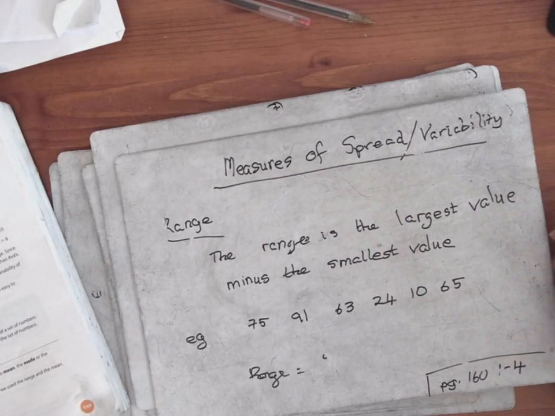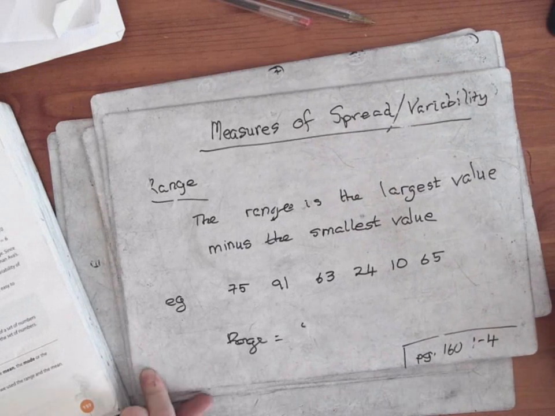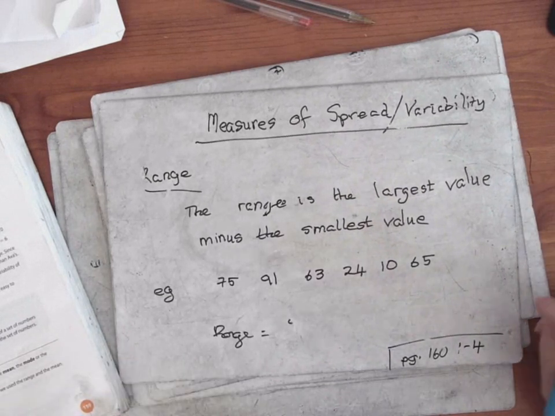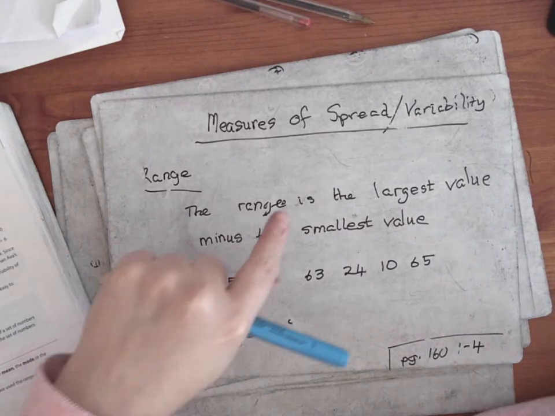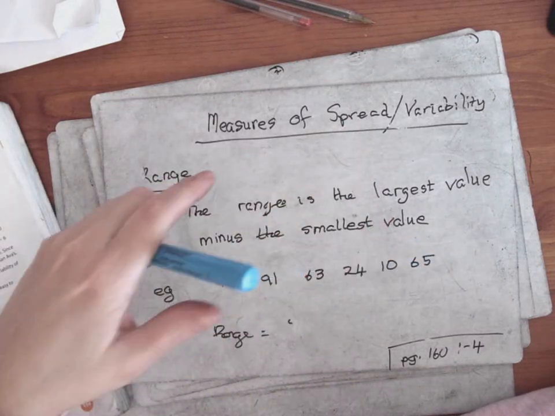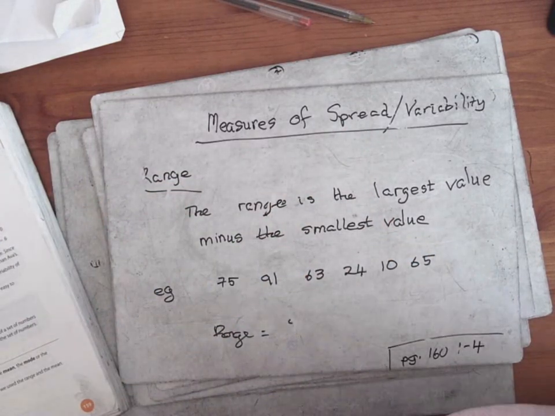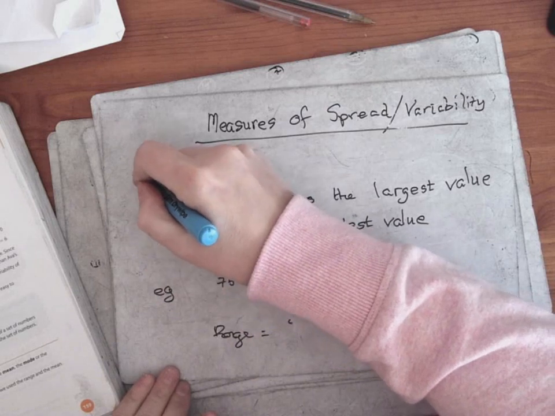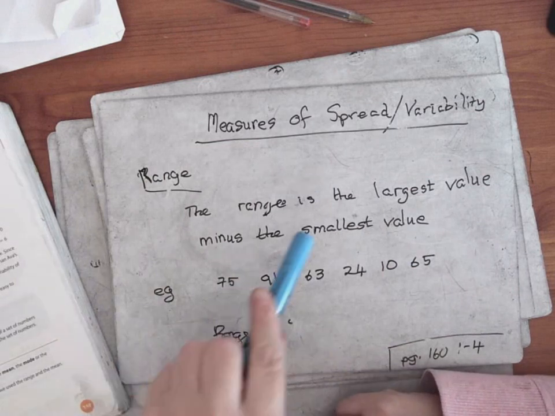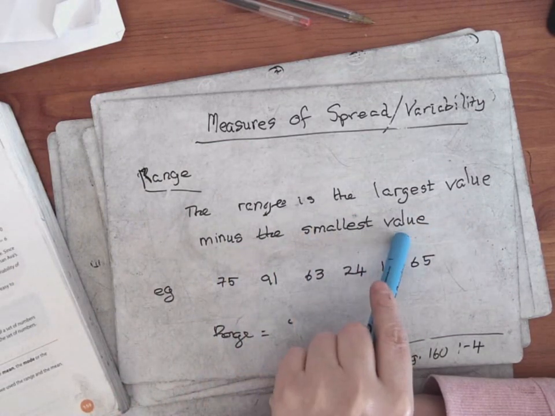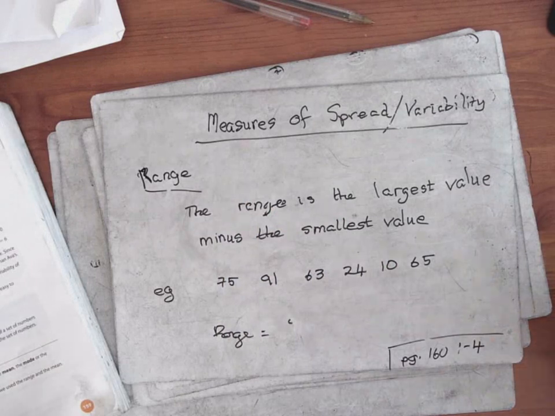The next section is measures of spread or variability. So measures of spread or variability is how spread out is the data. Is everyone clustered around the middle, or are they really spread out? There are a few measures of spread that we can do, but you only need to do one, and the one you have to do is called the range. The range is simply the largest value take away the smallest value. So the bigger the range, the more spread out the data.